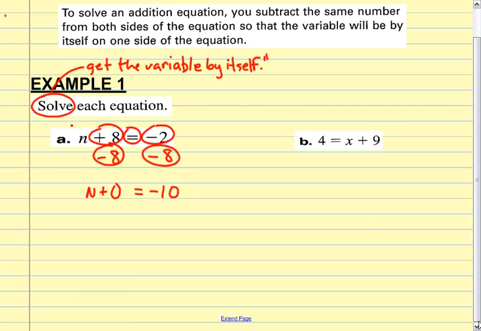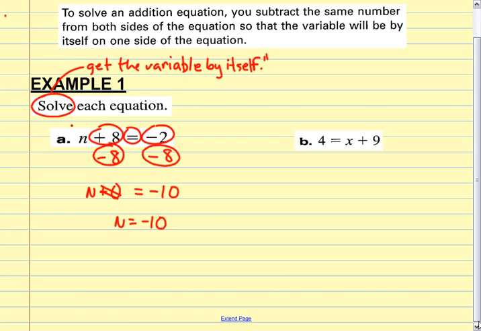Now, Daniel, what does n plus 0 really equal? It just equals n, right? Anything plus 0 equals itself. So do you agree I can just get rid of this 0? And I can just write that n has to equal -10. We have solved the equation. It is cool. We got the variable by itself. What does n equal? It equals -10.